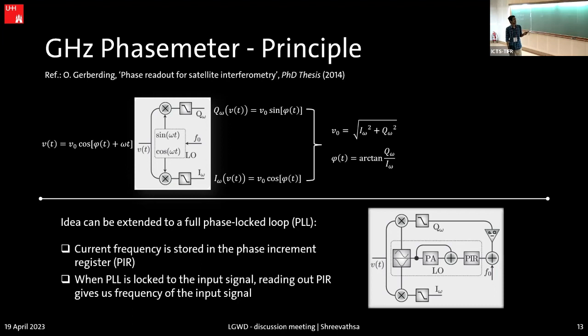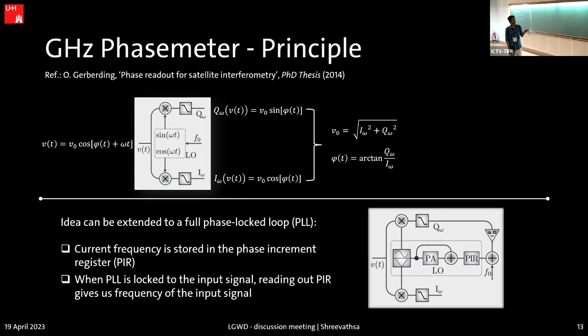Say we have a signal with frequency omega, and we need to track the phase of this signal. What you do is you create a local oscillator with the same frequency, and you do the quadrature. You do the sine of omega and cos of omega, and mix it with the input signal. Low pass filter, because you have these higher order terms, and you have in-phase and out-of-phase signals, Q and I. Some basic trigonometry can give you the amplitude of the signal as well as the phase of the signal.